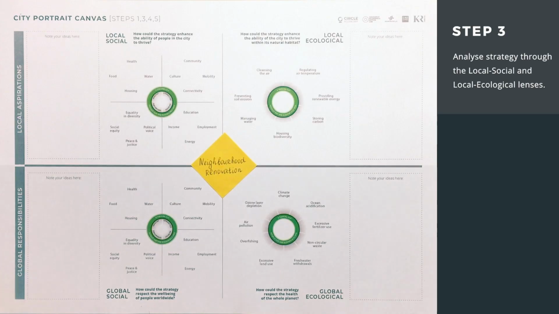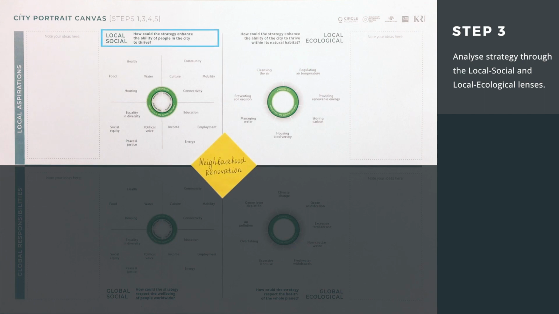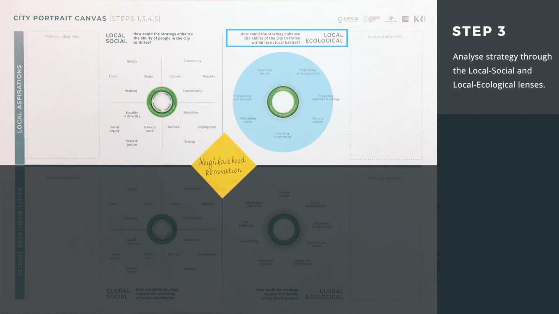Now, the local social lens reflects the essence of lived experience in the city, covering four key dimensions of the well-being of residents: being healthy, being connected, being enabled, and being empowered. While the local ecological lens highlights the quality of the local environment and the essential services it provides, from absorbing CO2 from the atmosphere to preventing soil erosion.